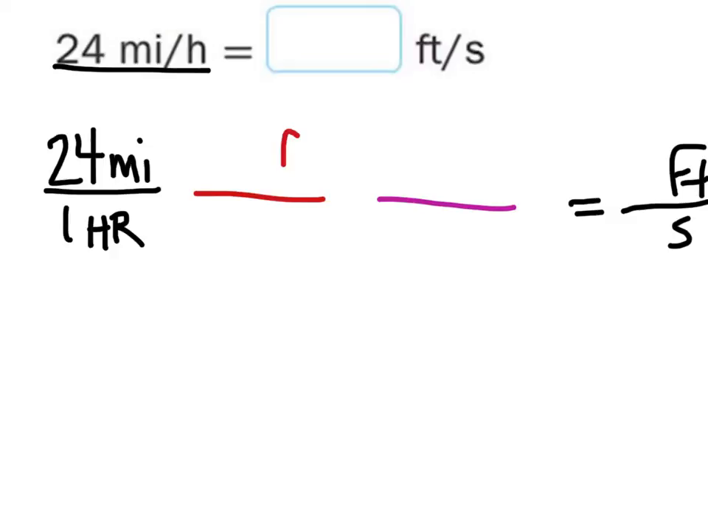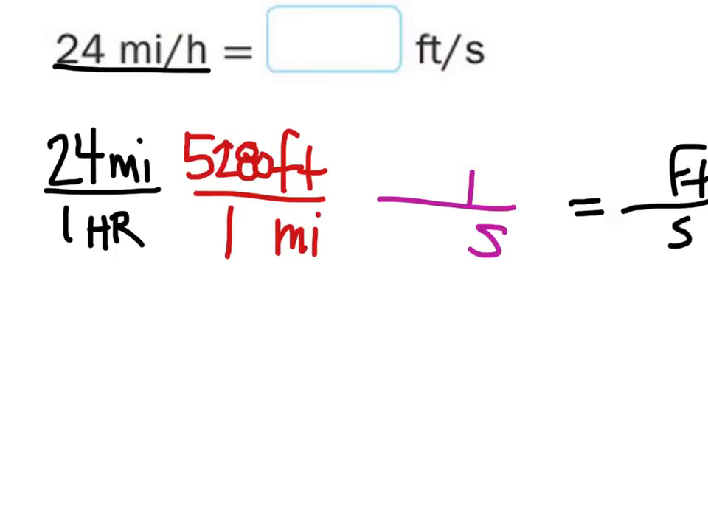Miles is going to convert to feet. So I'm comparing that to miles. Which is bigger, a mile or a foot? Mile. How many feet in a mile? 5280. I'm converting hours into seconds. So I've got hours here, so they cancel. Which is bigger, an hour or a second? Hour.